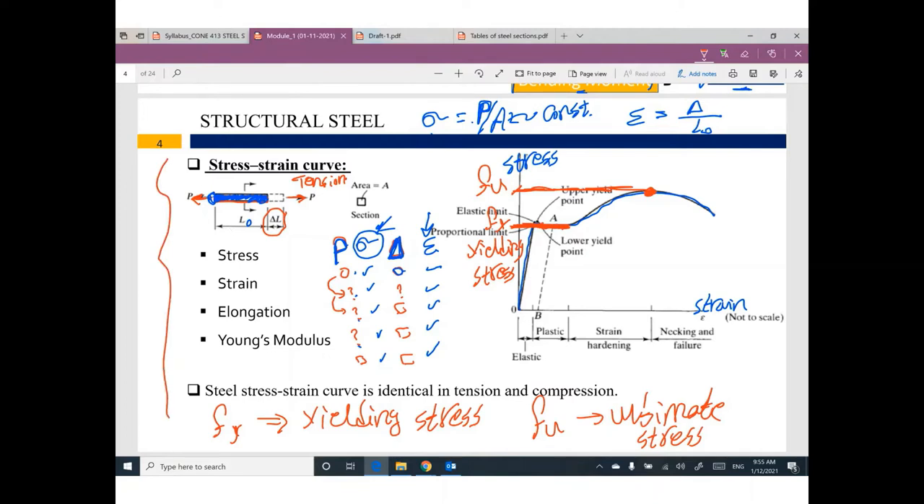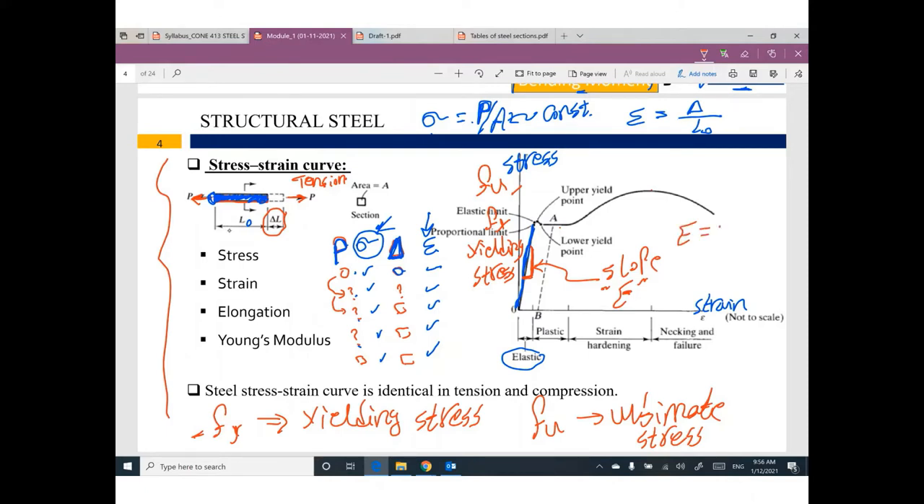How can I figure out the mechanical properties of steel? Yielding stress and yielding strain, ultimate stress. Guys, this relationship consists of different parts. The first part is this part, which is called the elastic region. We have a linear relationship between stress and strain. You can figure out the slope of this linear relationship. This slope can be called E, the modulus of elasticity of steel.